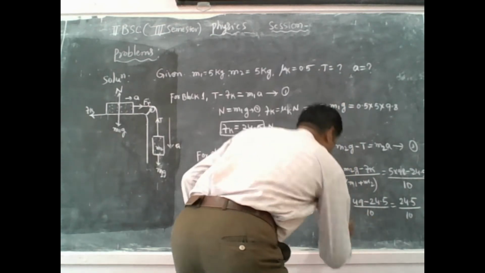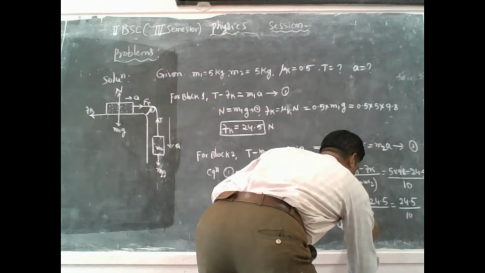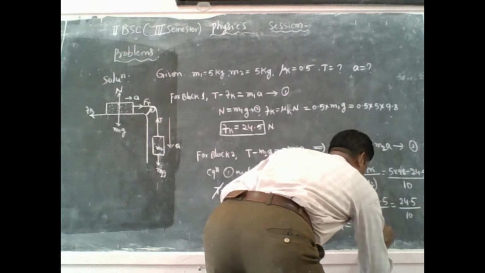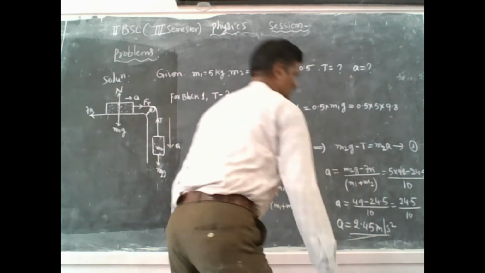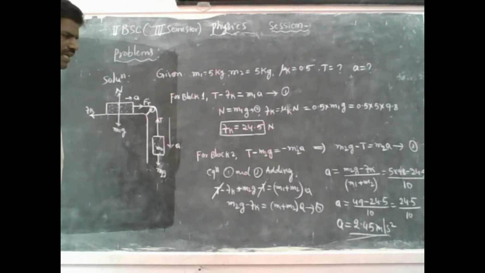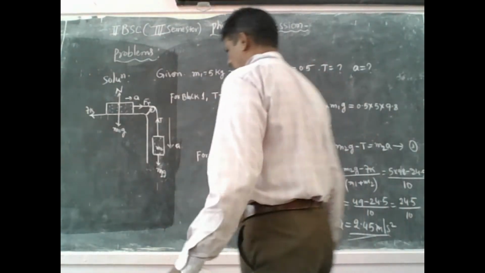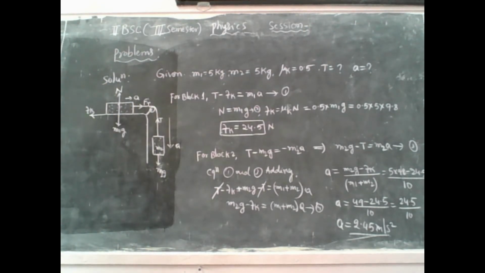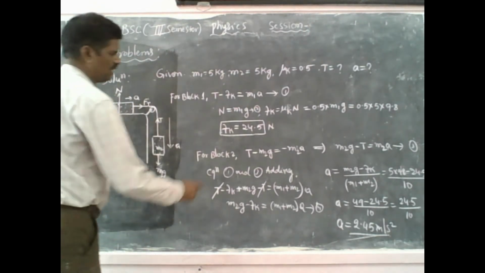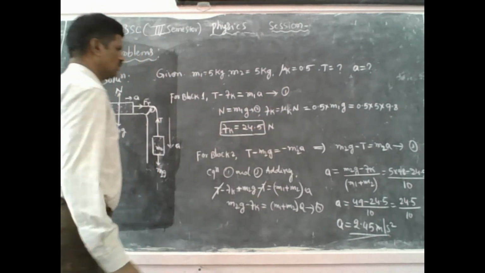So therefore acceleration is equal to 2.45 meter per second square. So this is the answer, the acceleration. After knowing the acceleration of the blocks, we can substitute the acceleration in any of the equations 1 and 2.